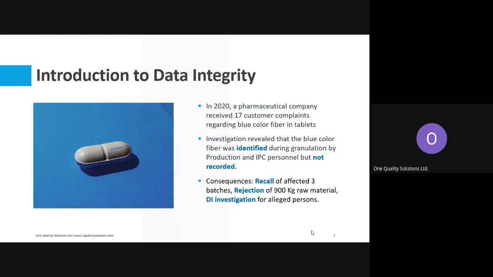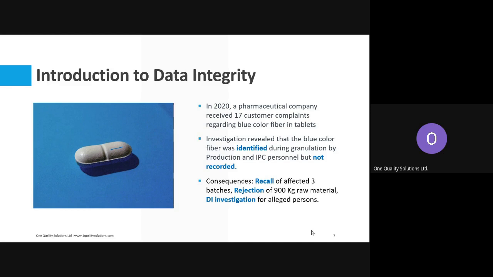Both persons did not record it and did not report it as a deviation. They thought the fiber was very tiny and not harmful. They also thought the fiber would not be visible on the tablets after film coating. But within 1 month of batch release, they received 17 customer complaints. Can you imagine?